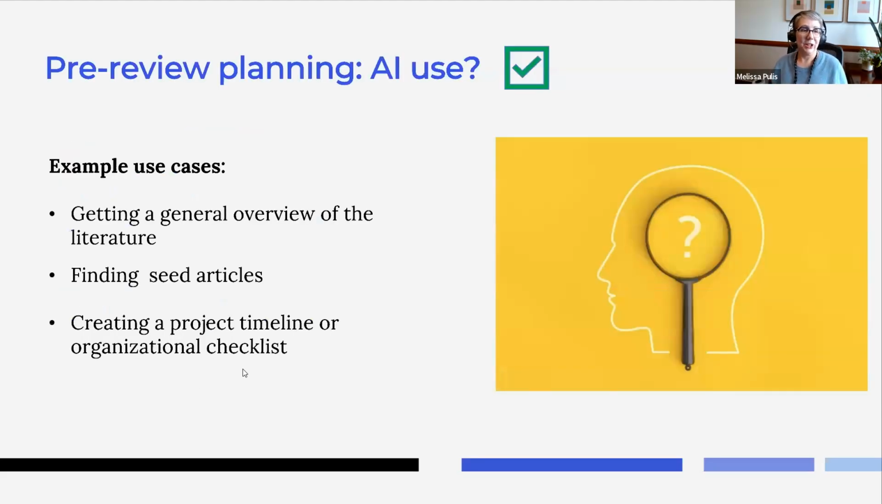And so the first stage is the pre-review planning stage. And in this case, it is the perfect time to use AI. Some example use cases we can think of: say you're just getting started and you want a general overview of the literature. Maybe you want to find some seed articles to inform your research question or to form the base of your review, or even create a project timeline or organizational checklist. These are all things that AI is really great at.